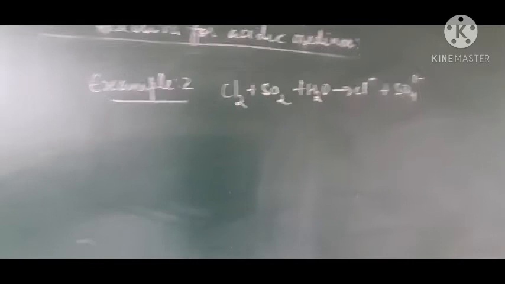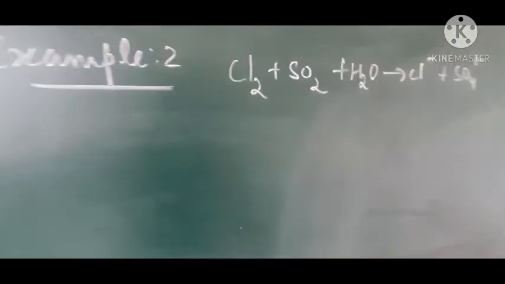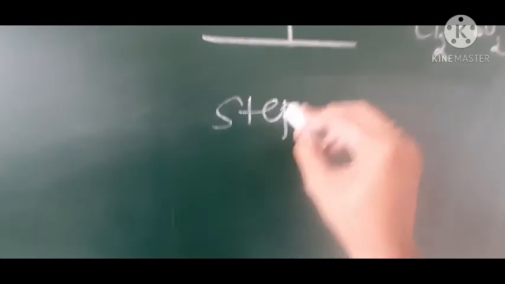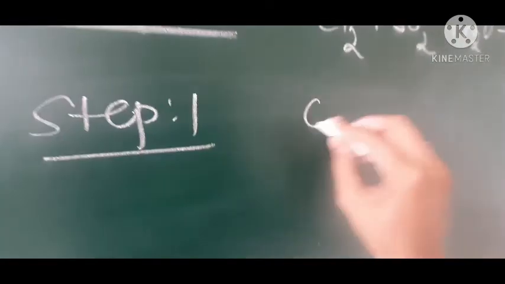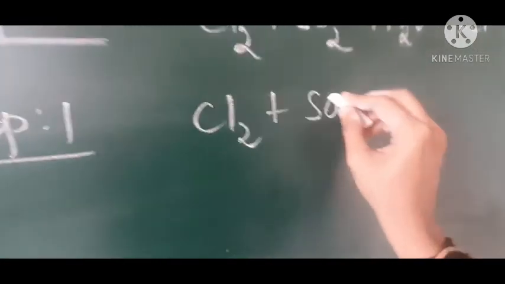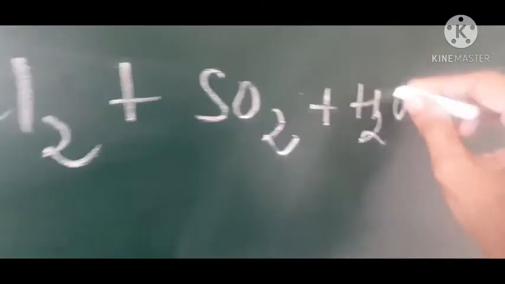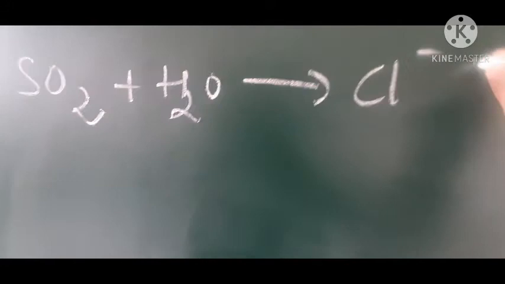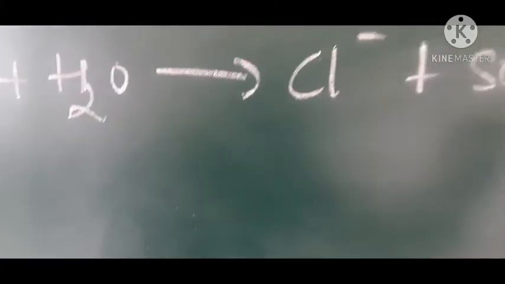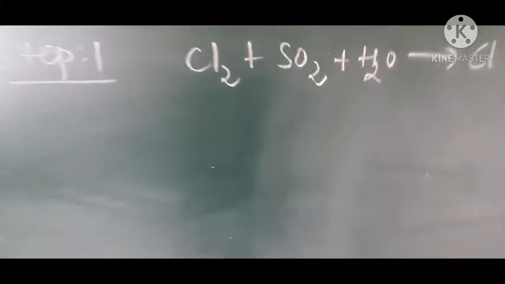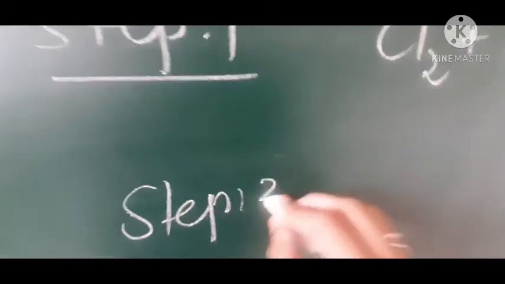This is the next example, where we have to balance it in acidic medium. So the very first step, we write the net equation, the skeletal equation. That is chlorine, whenever it reacts with sulfur dioxide in the aqueous medium, it produces chloride ion and sulfate ion. Now here we have to write the oxidation number. So step 2 is writing the oxidation number.